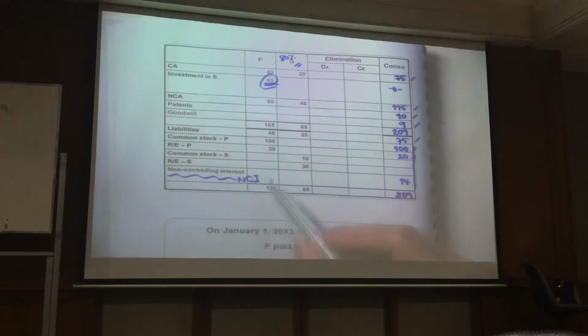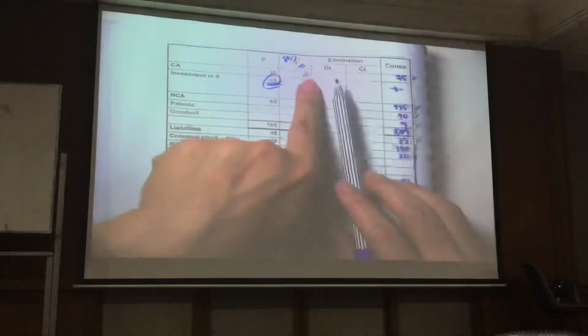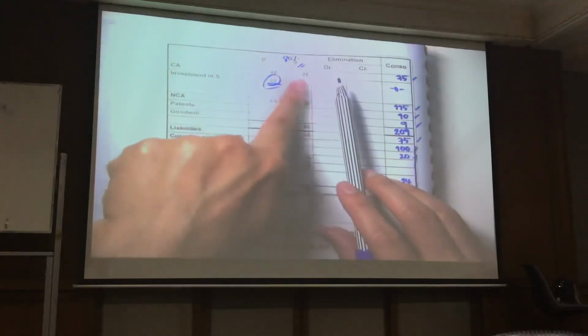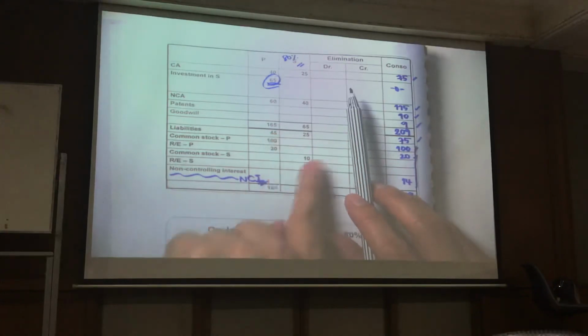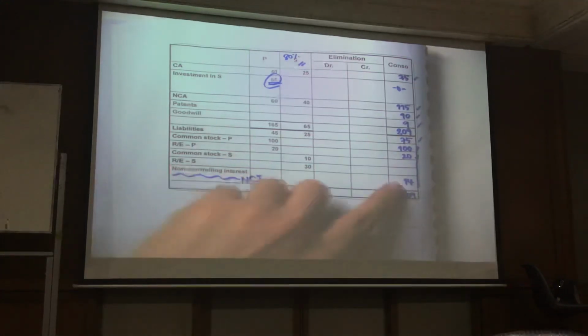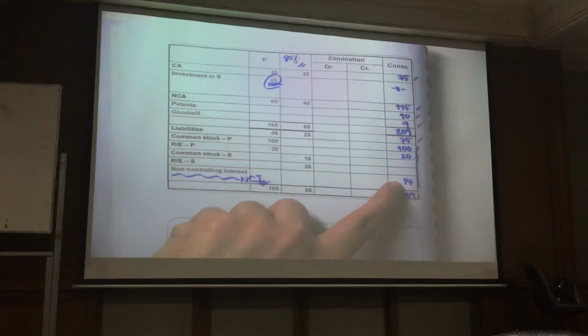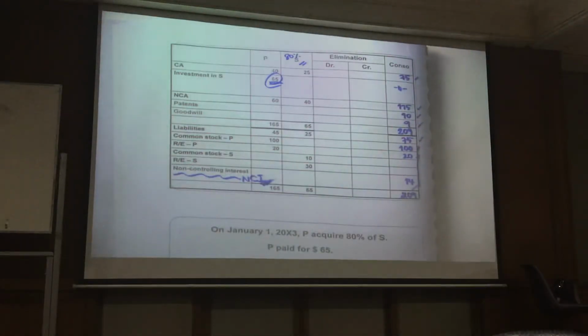The reason why we need to show this guy is what? How much percentage you hold? 80. But you take asset at 100%. So you take 100%. You hold only 80. So another 20 belong to NCI. That's why you need to show this guy on here. So finally, you can do consolidation.